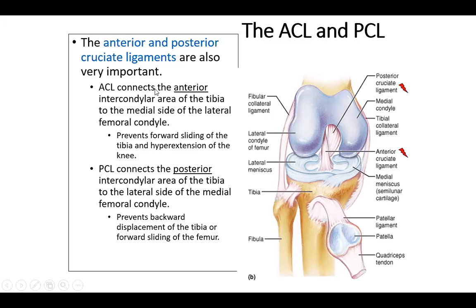Now the ACL connects to the anterior intercondylar area of the tibia. In other words, right here, the area in between the condyles of the tibia in the front. It's the area in the front of the tibia. There we go. Here's our tibia.